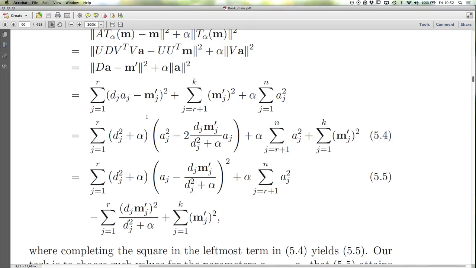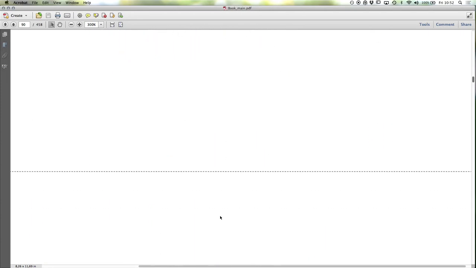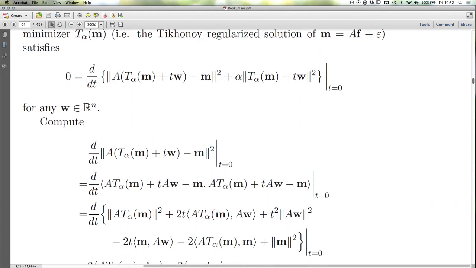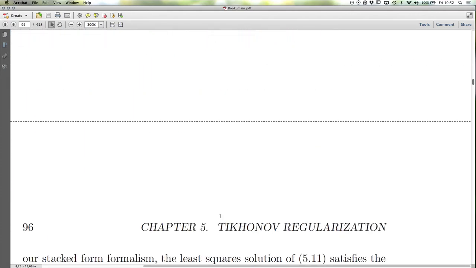Maybe one of the main points is that we have two different terms. We have one term where j goes from 1 to r, where r is the last non-zero singular value. And then we have another term here that goes from r plus 1 to n, so that's kind of the rest, and extra terms. Okay, let's see if we can make sense of the Morozov according to this. Maybe this will make a nice exam problem or something. Let's see.